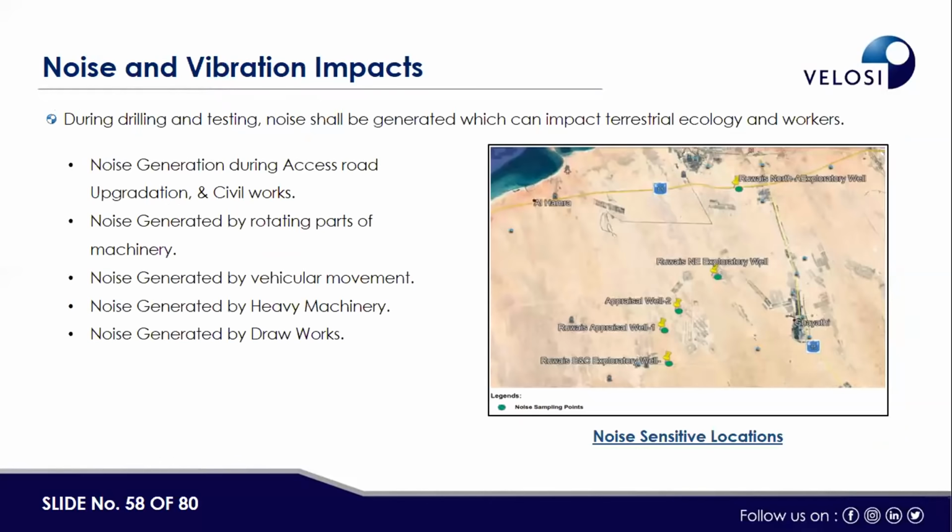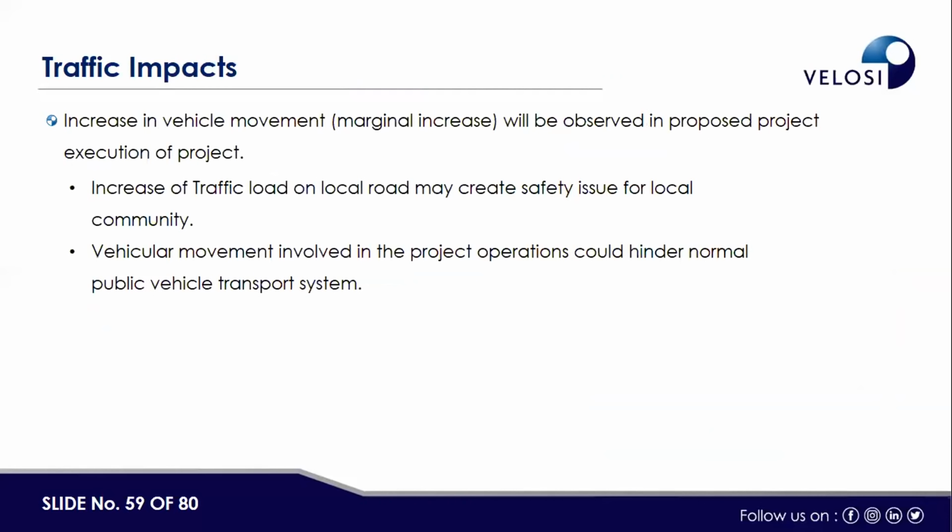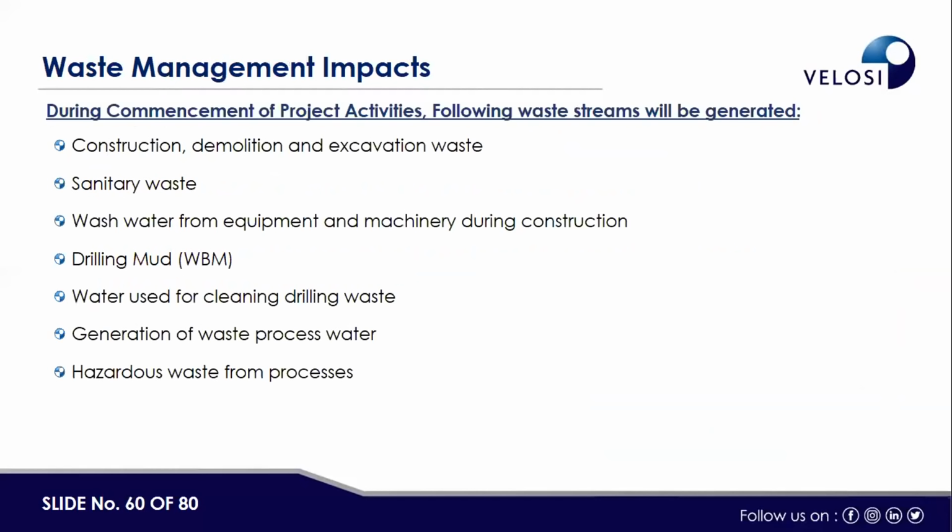Noise and vibration: definitely there was heavy equipment movement and vehicular movement, which are the sources of noise and vibration. So noise is generated during access road upgradation, civil work, rotating parts of machinery, vehicular movement, heavy machinery, or drawworks. Then the traffic impacts. Because of this project, there was enhanced vehicular movement that increased the traffic load on the road. So that is the impact that we have identified. The vehicular movement involved in the project operation could also affect the normal public vehicular transport system.